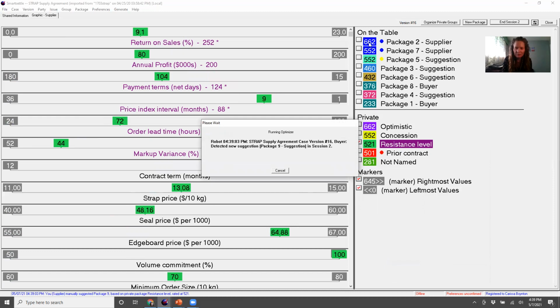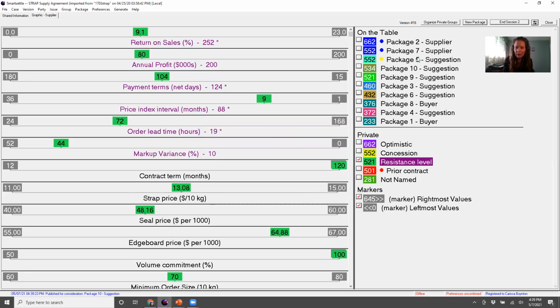Because you can see that these packages, instead of being ordered by their number, so the numbers are sequential, but we've got them ordered by how good or bad they are for the supplier. And of course, in buyer's view, his packages would be ordered according to his preferences instead of the supplier's preferences. So package 9 here was our resistance level, and it looks like the buyer has sent something here for us to consider in package 10 as well.